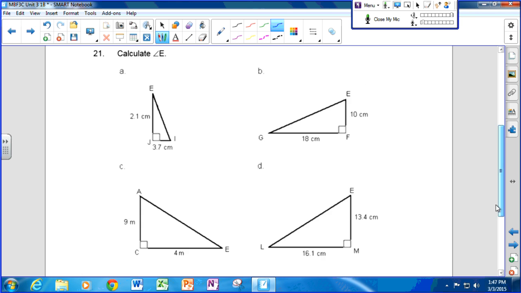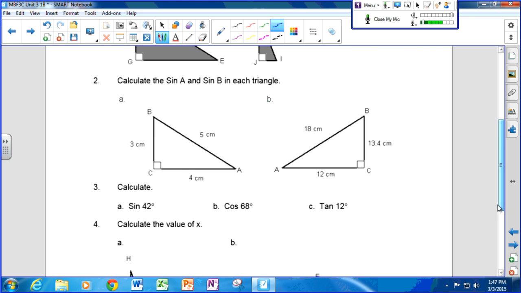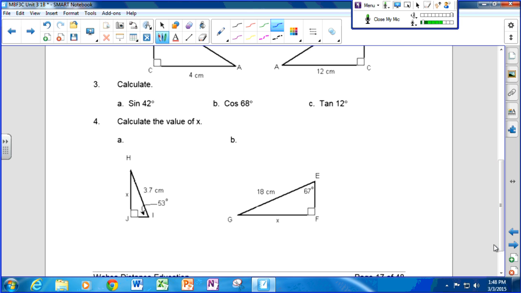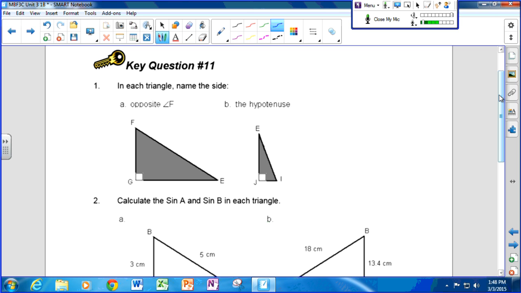See, the thing is that when we're being asked to answer some questions in the key questions, because we've had sine, cos, and tan, unless it tells you which one to use, you have to pick which one to use. Okay, so in this case, they want the sine. That's great.